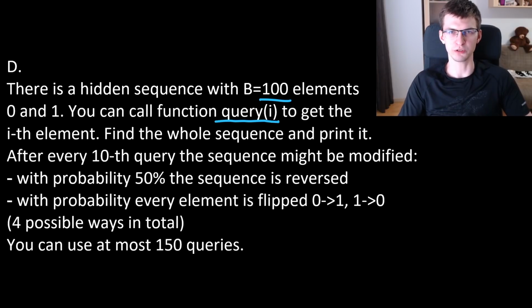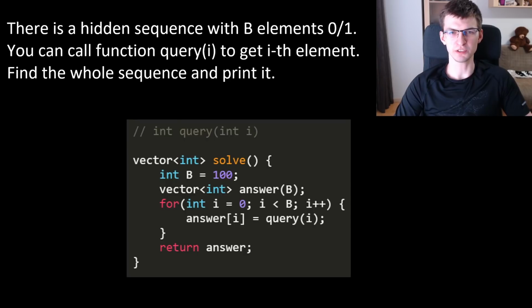You are allowed to use at most 150 queries in total in order to know the whole sequence and print the current state of the sequence. If the sequence wasn't modified at all, then this is how the code would look like. Iterate over indices from 0 to b-1 and say answer of I is query of I. You can call a function, it will give you a value. That's not interesting at all.